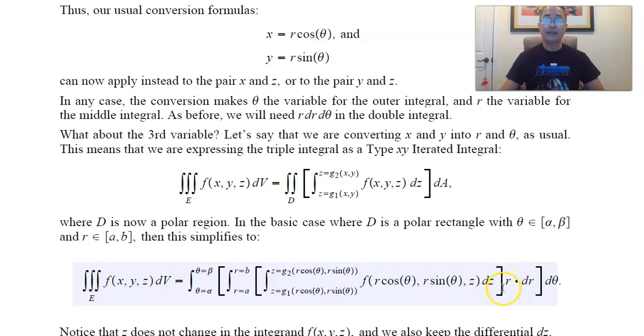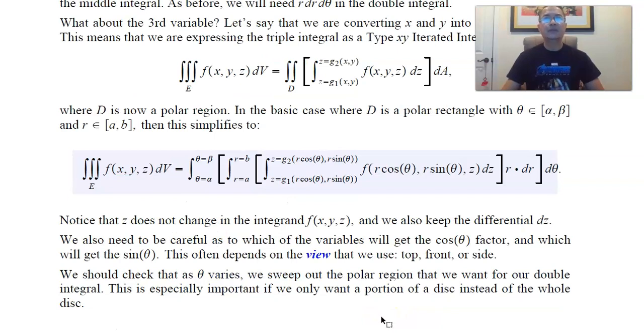Don't forget that there's an extra r with the dr. Okay? So think of this as a package deal, okay? You have r dr d theta, okay? And of course, when we start to integrate this, the r will go inside our integrand.